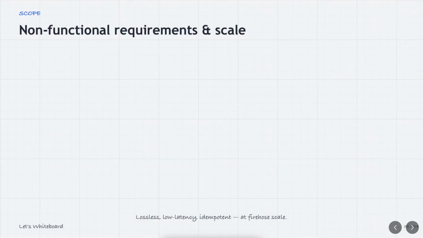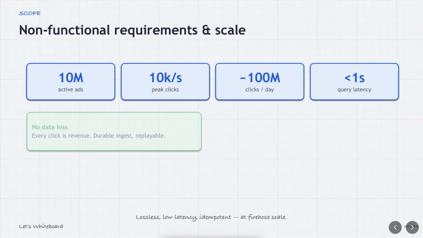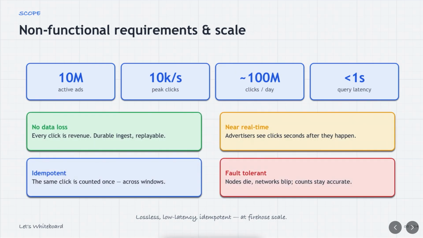Let's move forward. The second most important part of any system design after the functional requirements is the non-functional requirements. Let's have a look at the non-functional requirements in our system. First, let's talk about the scale. We are talking about 10 million active ads at any given moment. Per second traffic would be 1K clicks per second on average, but for peak we usually consider 10 times the average traffic, so it will be 10,000 clicks per second, which is the peak.